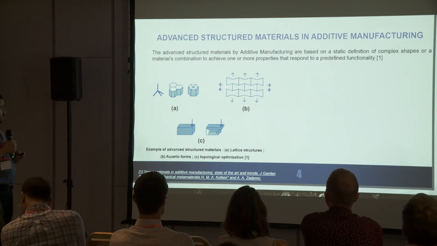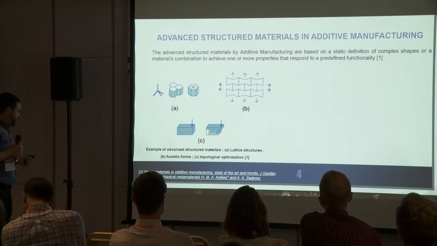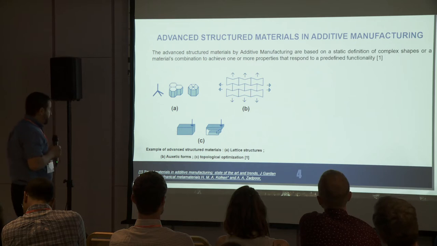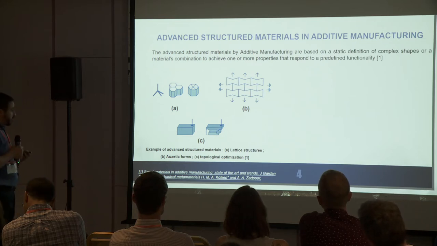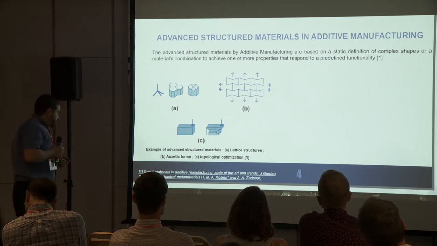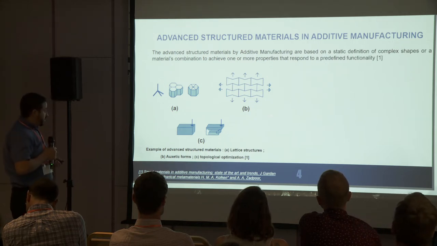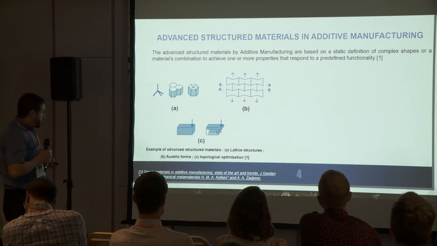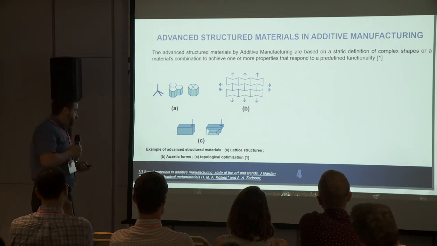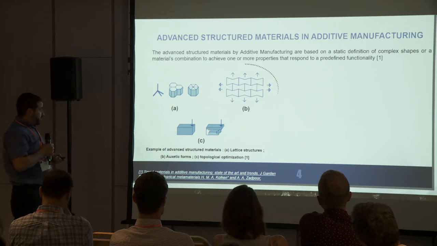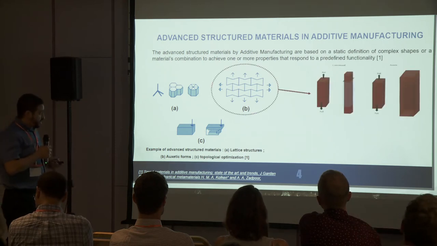We can see here three kinds of advanced structured materials or functional materials: lattice materials in picture A, auxetic materials in B, and topological optimizations in C. We will focus in this study on the auxetic materials.